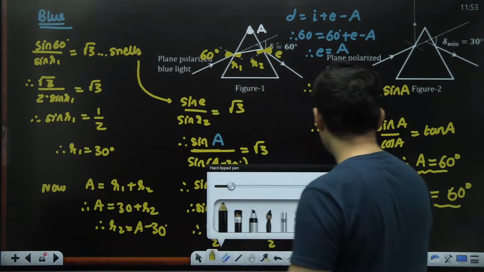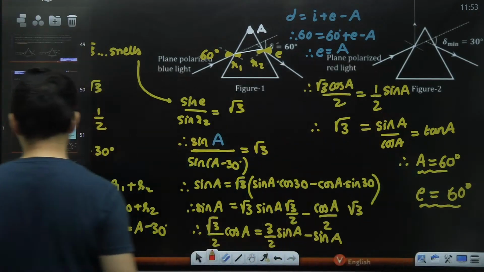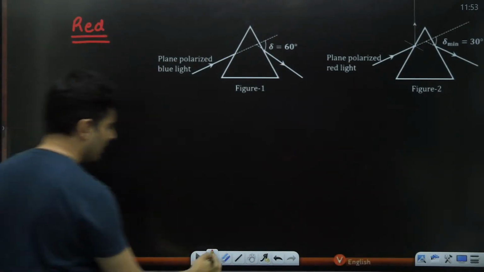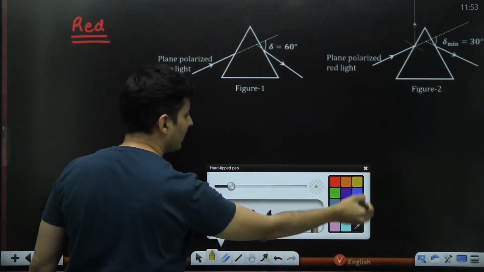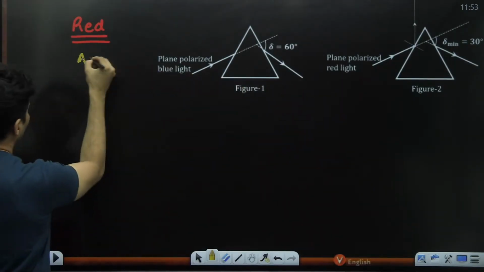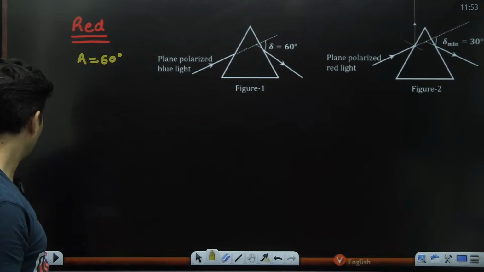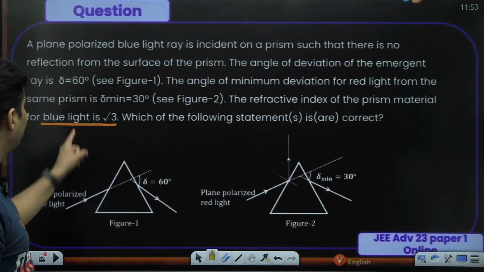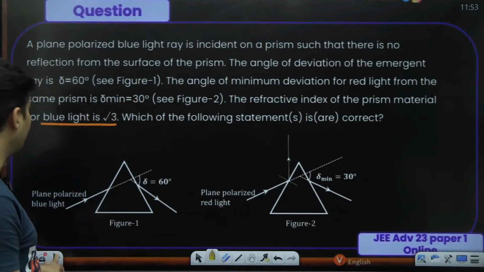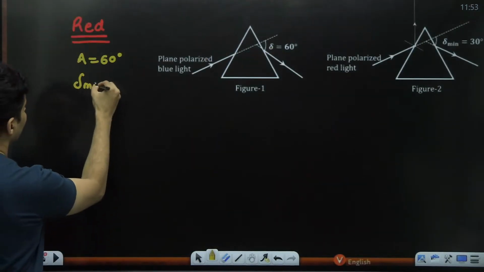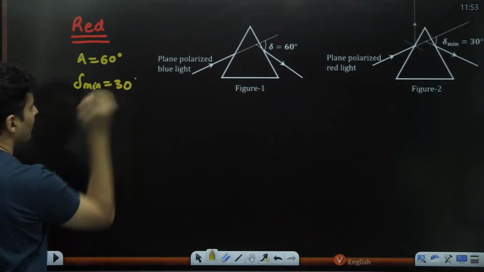Now comes the red light part. So let's solve it for the red color. Now, irrespective of whether it is red or whatever, we know one thing: angle of prism is 60 degree. Refractive index, we don't know. And it is also given for red color, the minimum deviation is 30 degree. Delta minimum is basically 30 degree.